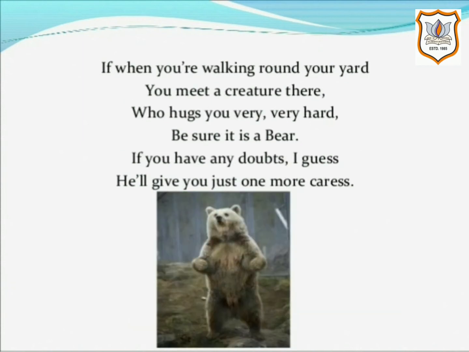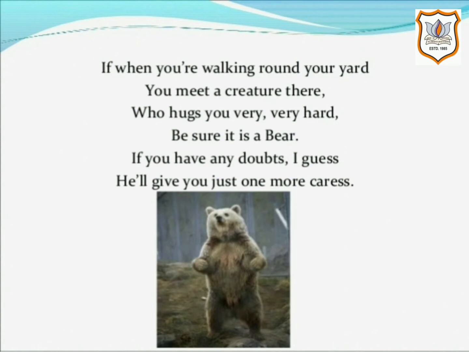Fourth stanza. If when you are walking around your yard, you meet a creature there who hugs you very, very hard, be sure it's a bear. If you have any doubts, I guess he will give you just one more caress. Caress means a gentle touch.